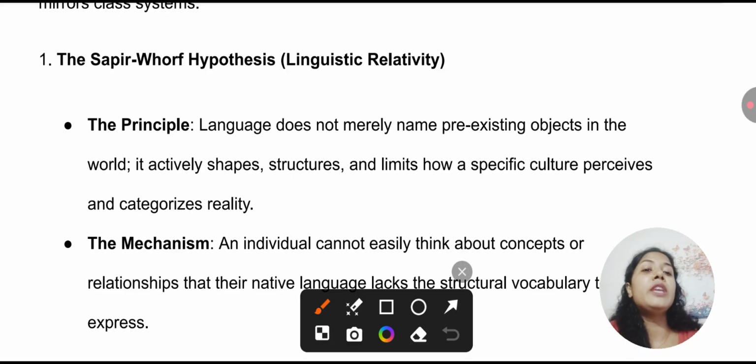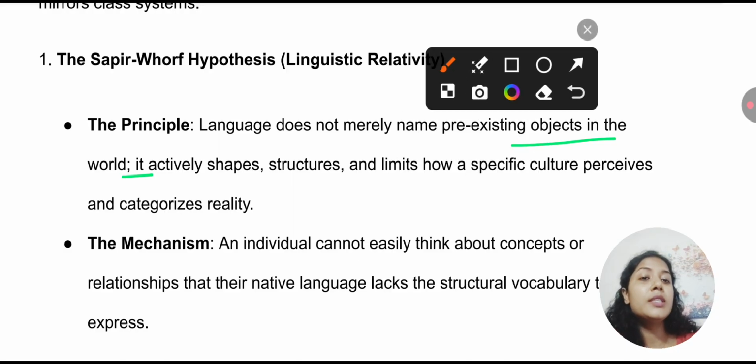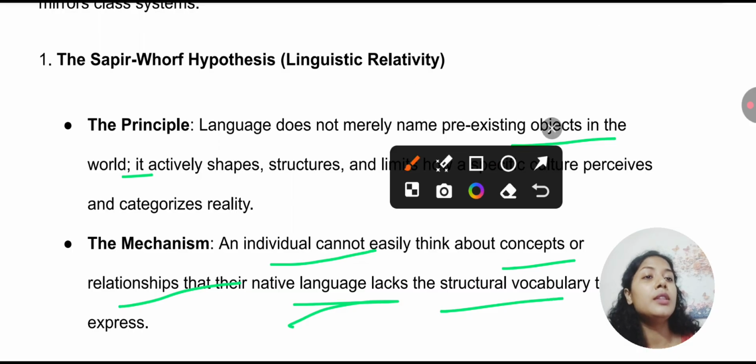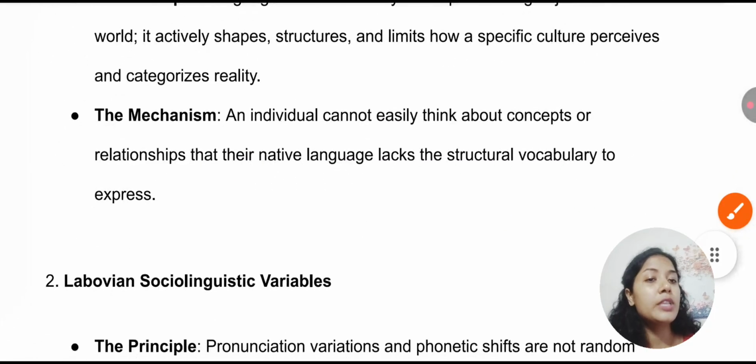The principle given by them is that language does not merely name pre-existing objects in the world, it actively shapes, structures and limits how a specific culture perceives and categorizes reality. The mechanism is that an individual cannot easily think about concepts or relationships that their native language lacks the structural vocabulary to express.